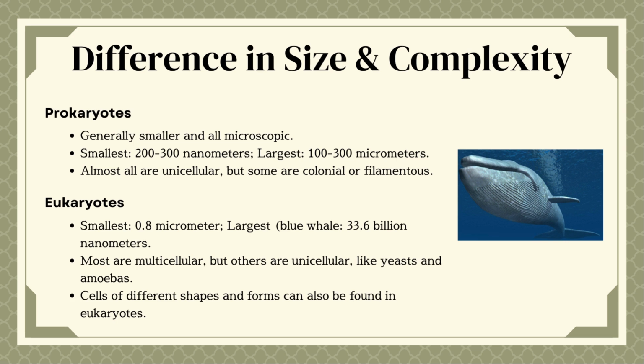In eukaryotes, the smallest are measured at 0.8 micrometer, while the largest, the blue whale, is 33.6 billion nanometers. Most eukaryotes are multicellular, but others are unicellular, such as the yeasts and the amoebas. Cells of different shapes and forms can also be found in the eukaryotes.